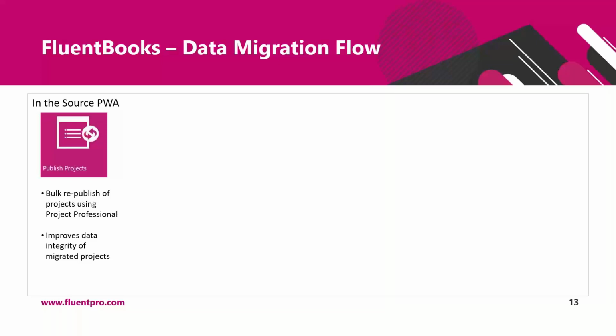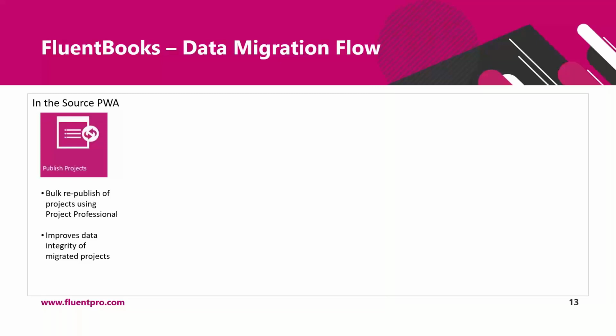We highly recommend publishing projects before downloading them from the source PWA. The reason behind that is that projects have two versions, draft and published. And during download, FluentBooks saves draft version of the MPP file and also reads additional project data from the API. This data is taken from the published project version. To prevent data integrity issues, draft and published version of the project must be equal at the moment of download.